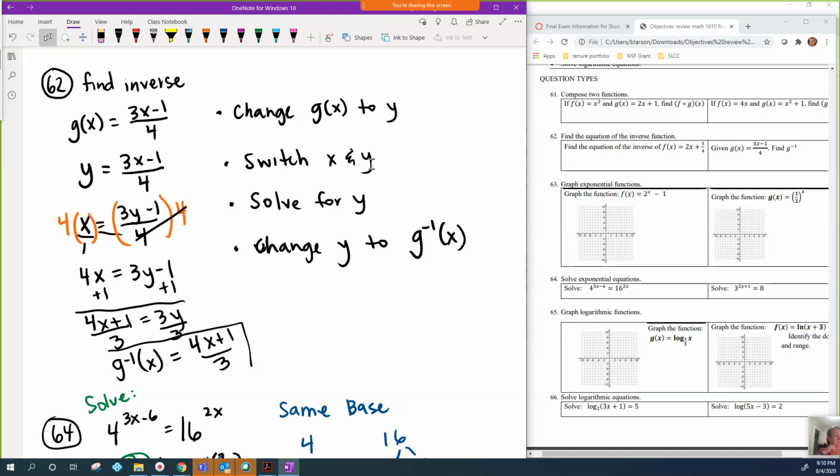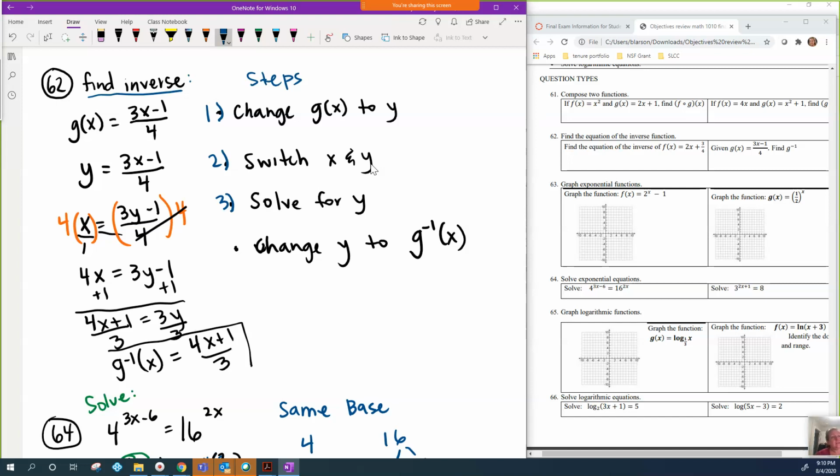Okay, so I'll just go back through. I was talking about how when you're finding the inverse, there are 4 steps that you need to follow, right? The first step is you need to change your g of x or f of x to y. After you do that, you're going to switch your x's and your y's. Then you're going to solve for y, and this is usually where the most difficult part of finding the inverse is.